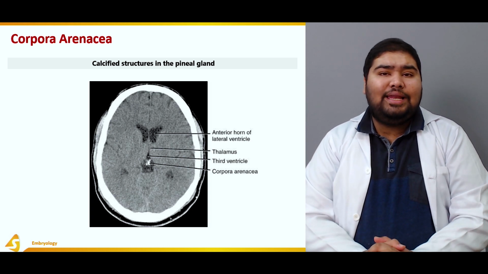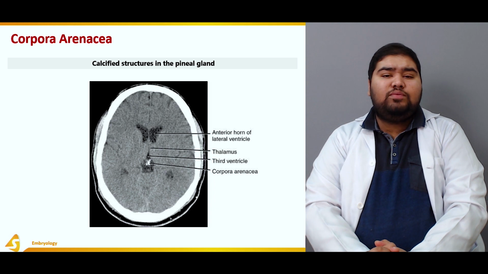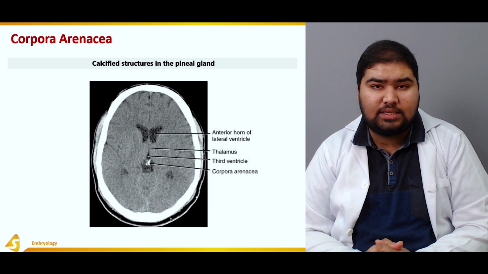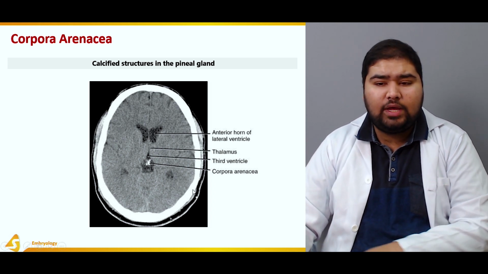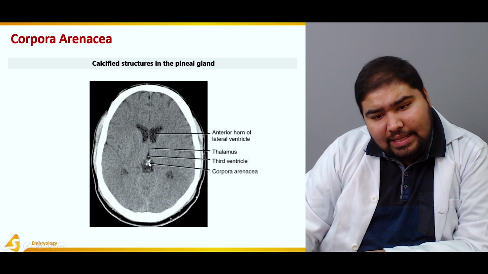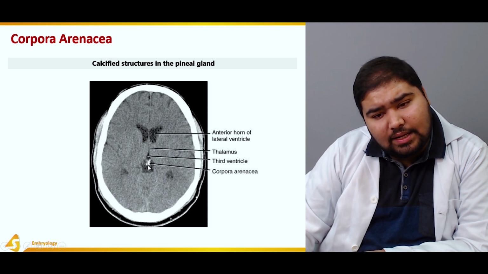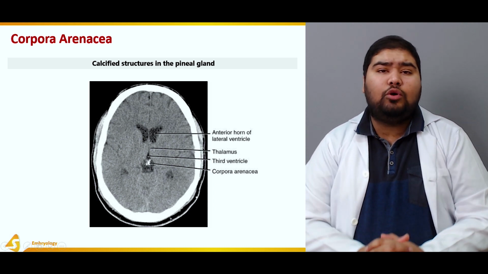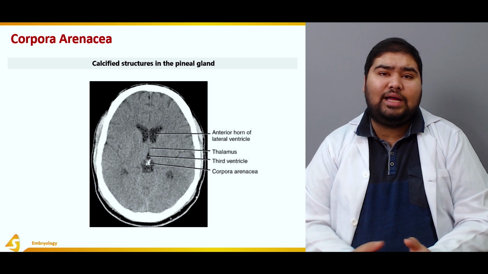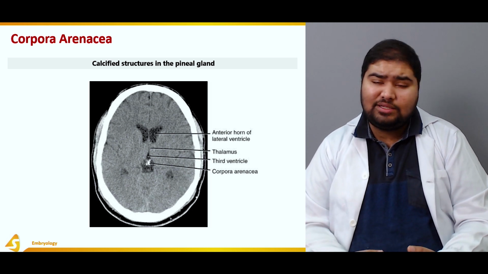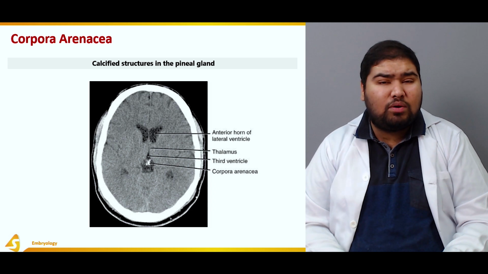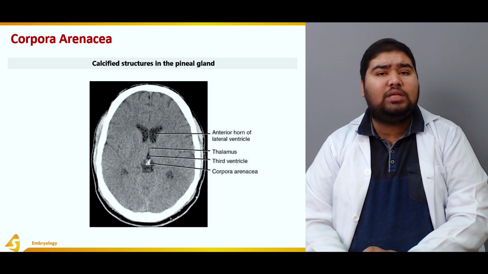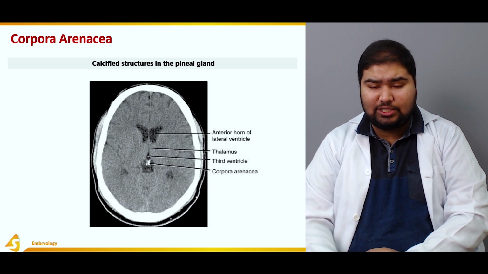Now, let's see the clinical correlates of the pineal glands. We have corpora arenacea, which are calcified structures in the pineal gland. Here you can see this white structure is the calcification in the pineal gland, and these are known as the corpora arenacea. These are incidental findings on CT scans. You may be looking for them, you may not be looking for them, but they are sometimes present there, and you must know what corpora arenacea actually is.